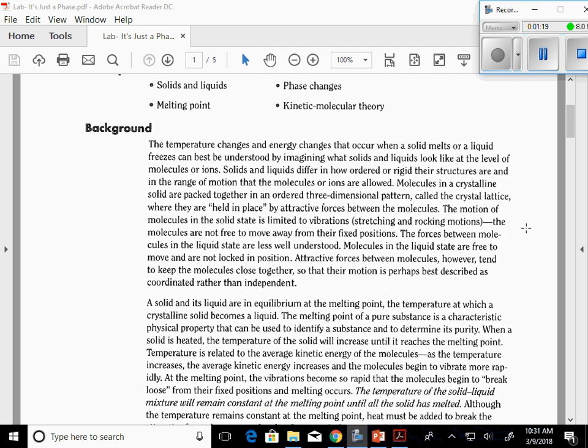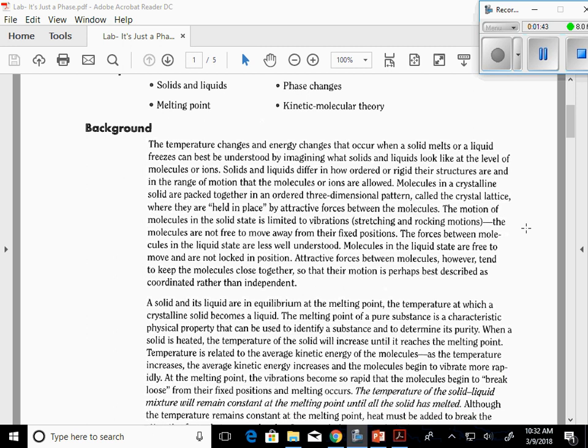A solid and its liquid are at equilibrium at the melting point, which is the temperature at which the crystalline solid becomes a liquid. If we were talking about water, we know the melting point is 0 degrees Celsius. So what we would have there is equilibrium between a solid and a liquid.